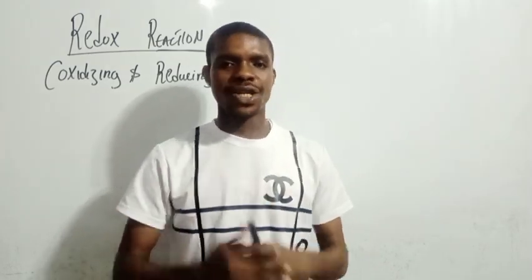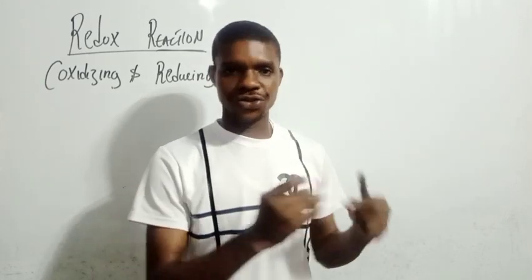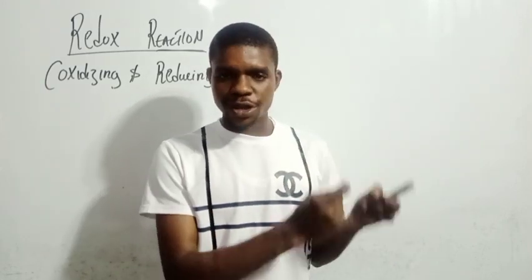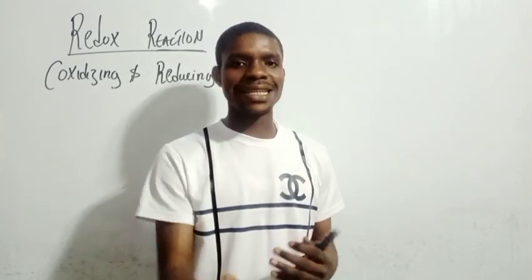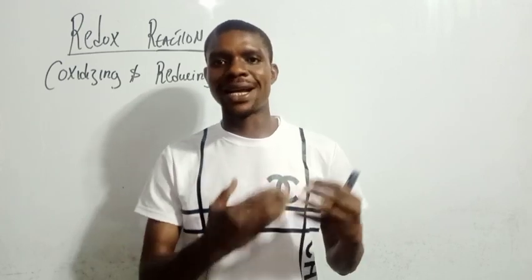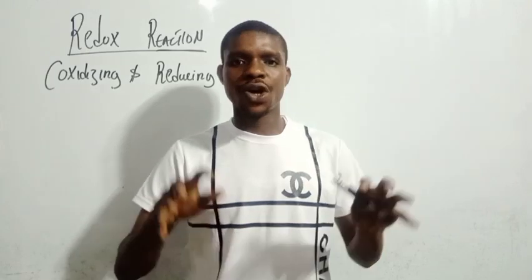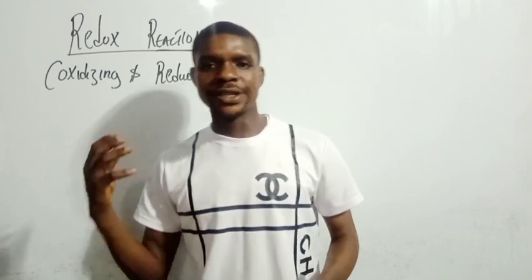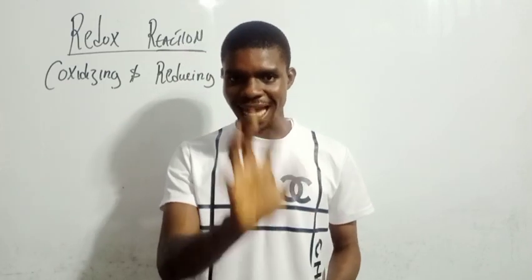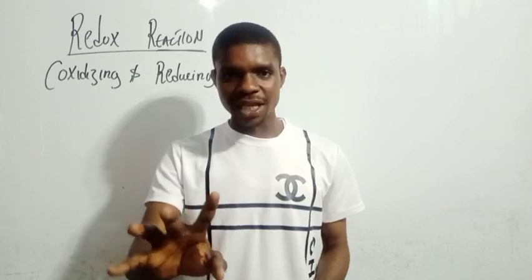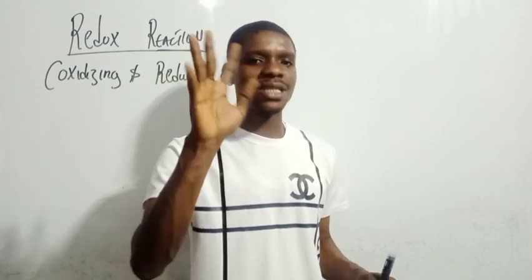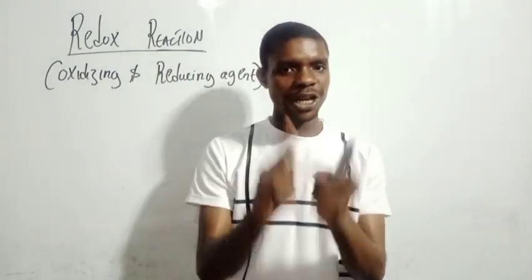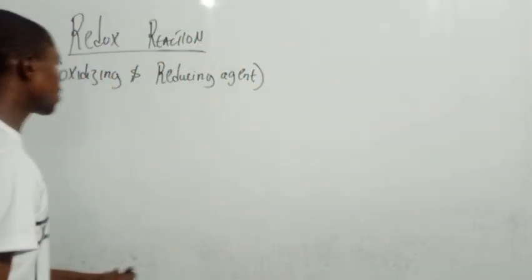I've done a video on how to balance redox reactions. I will leave the link in the description below so you can check out that video if that interests you. But in this video, we are going to focus on how to identify oxidizing and reducing agents, how to know oxidation, how to know reduction. Do you get that? So you want to stick to the end of this video because by the end of this video, you should be able to answer every single problem you see in your past questions. So let's get into it.